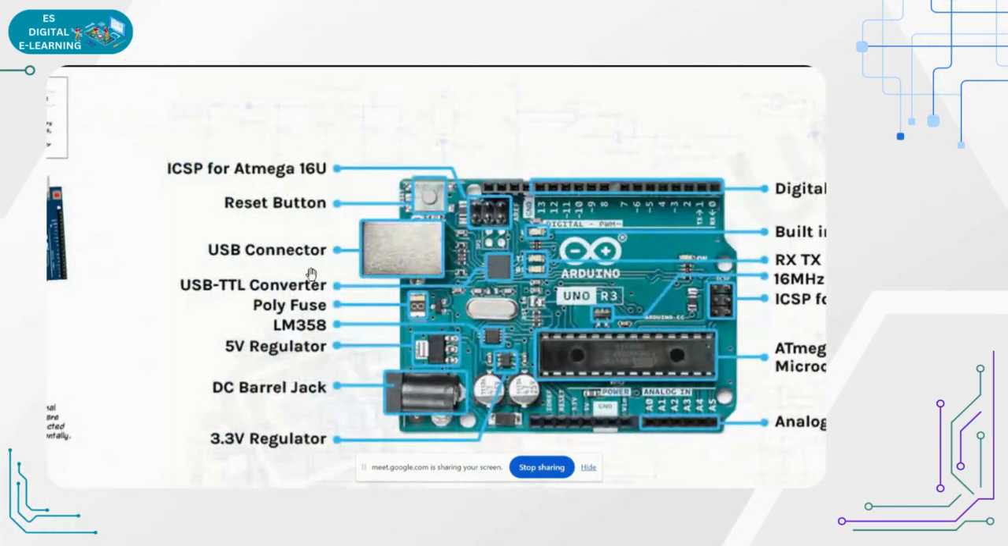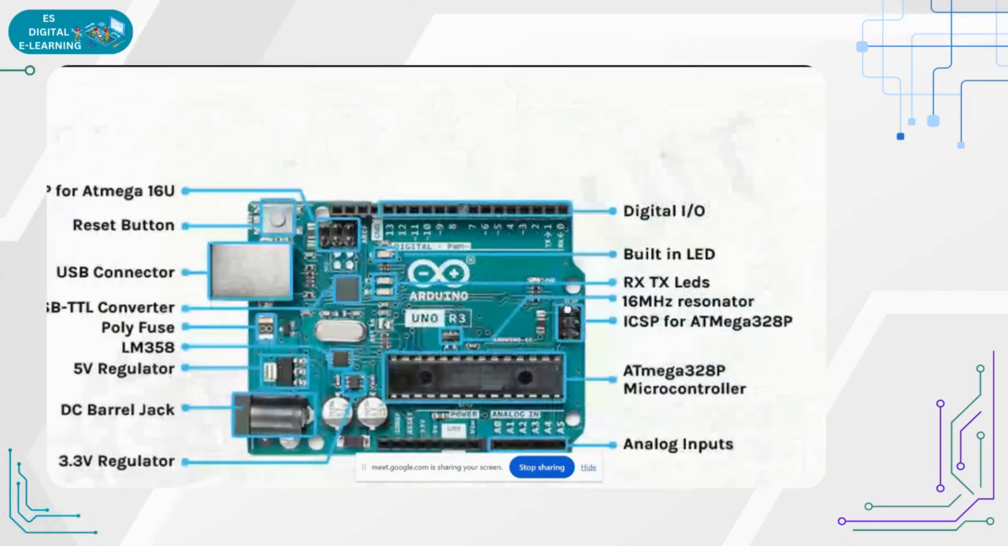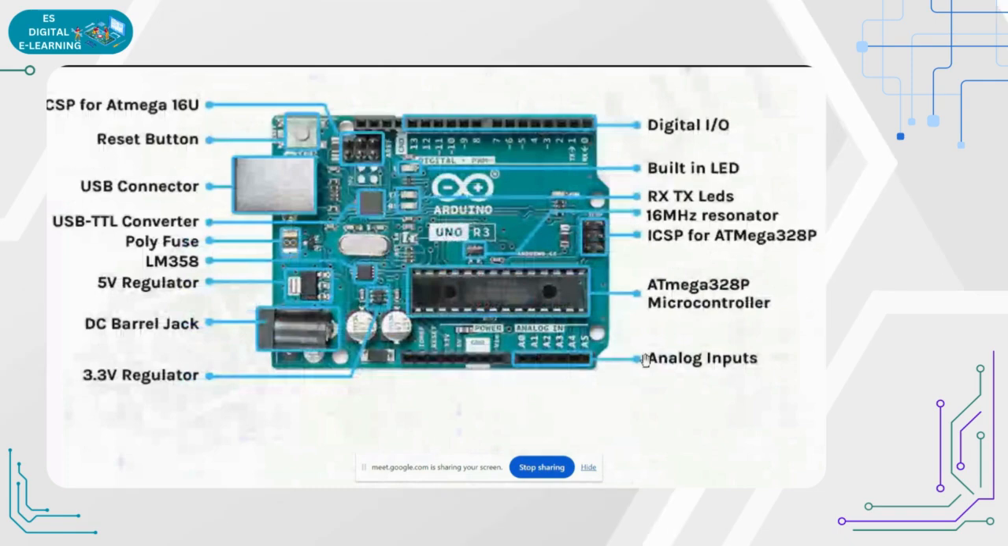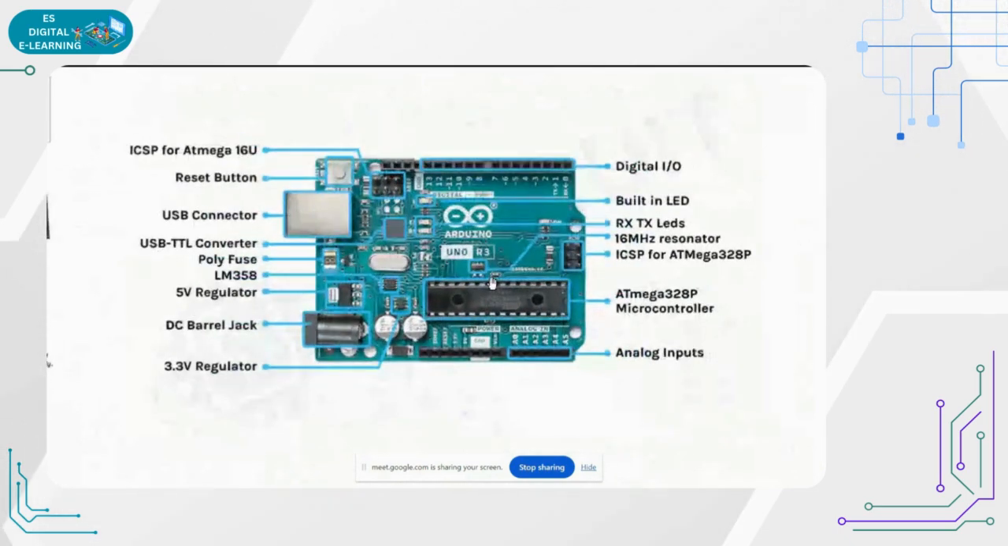You have a USB connector, and you have the 5 volts regular supply. And we have digital inputs and analog inputs, where you can see send the data and receive the data. You have A0, A1, A2 like this in the diagram.